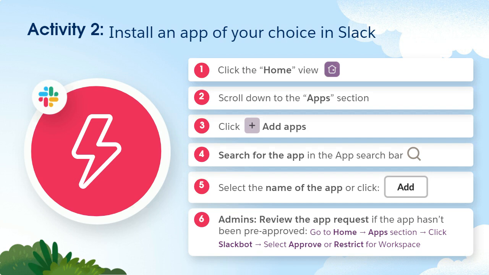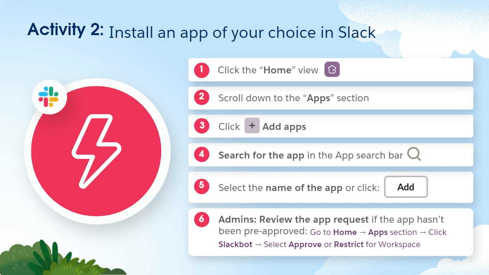So we're going to go back to our home view. That's that little home icon that's in the top left hand of your Slack screen. You're going to scroll down to that app section. You're going to click the plus sign, and you're going to add apps. You're going to search for the app in the app search bar. You're going to select the name of the app and click add.